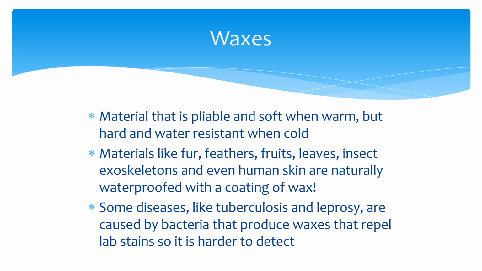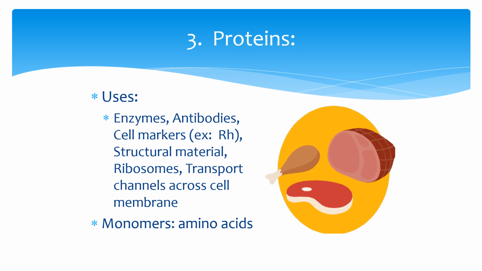So materials like fur, feathers, fruits, leaves, insect exoskeletons, and even human skin are naturally waterproofed with a coating of these waxes. Moving on from lipids, we are moving into our third macromolecule, which is proteins.